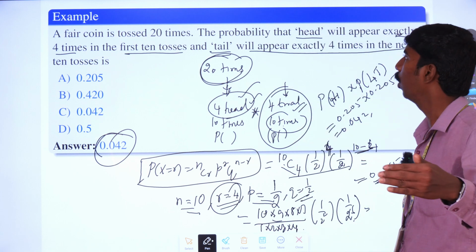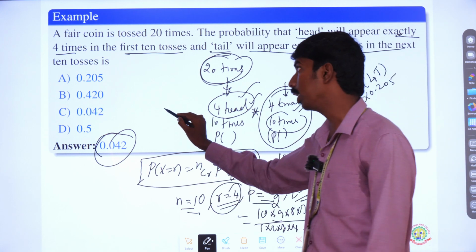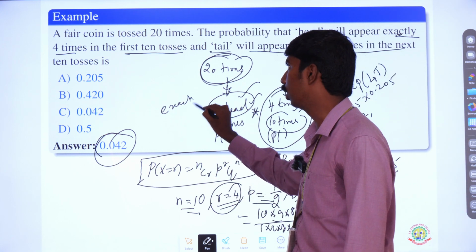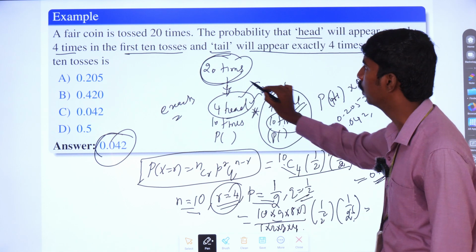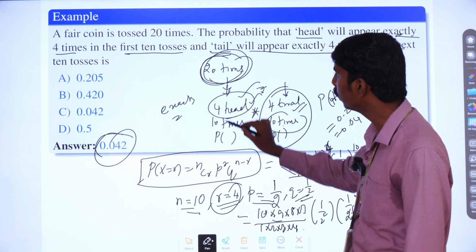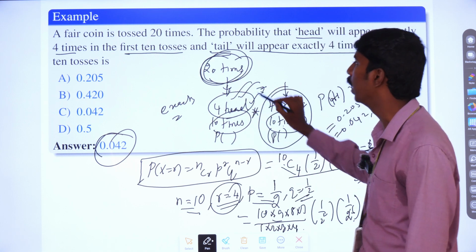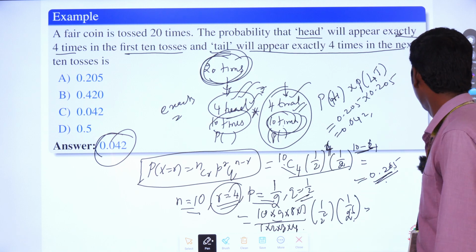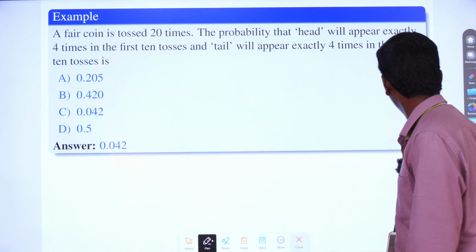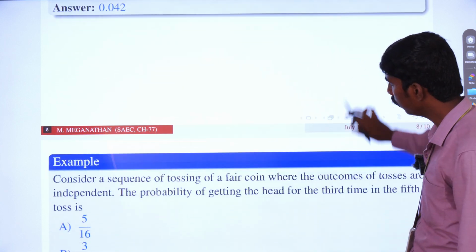So from the first problem we understand a single case as exactly one outcome. In this particular problem we understand there are 2 split ups. From the total 20 tosses, the first 10 tosses come under heads and another 10 tosses come under tails. This is another method. Then finally we will look at one more example.